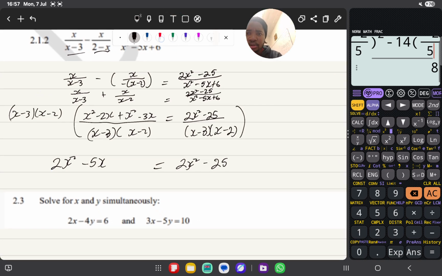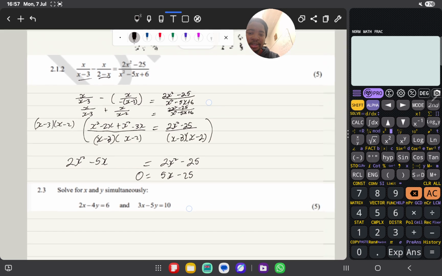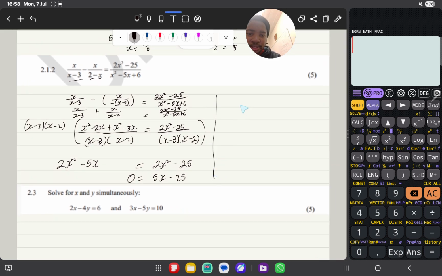Yes. So these 2x squared, they will subtract each other and the answer will be 0. So I'm going to have something like this. This is going to be 0, of course. Let me say I have 0 and then I have 5x minus 25. And then I continue. So 5 into x minus 5 equals 0, and then x equals 5.